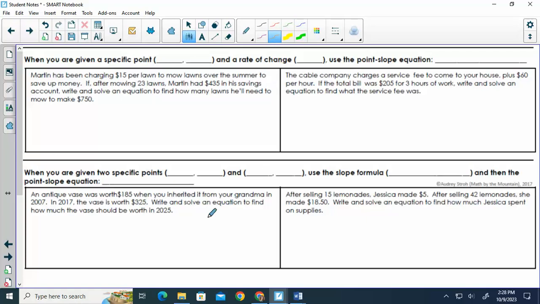Okay, so the third option is if we are given a single point, so one particular instance in time, and the rate of change. So I'm going to put my point, I'm just going to call that x1, y1. My rate of change is my slope. Then we can do point slope. y minus y1 equals m times x minus x1.